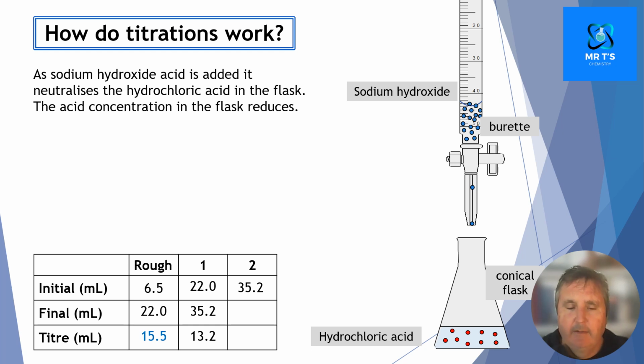So let's add enough solution, so we're about 48. There we go. I've added the solution. It's about 48 mils. I've neutralized just about all of the hydrochloric acid. Now I know that because I've carried out the titration before, and I'm showing there's just one acid particle left.